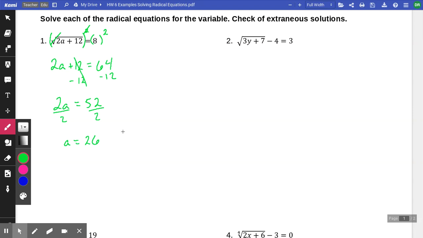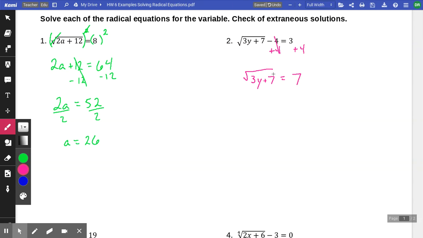All right, so let's jump over to the second example here, 3y plus 7. So here's our square root, square root 3y plus 7, and you notice there's a minus 4 after it before the equal sign. And we want to get rid of that minus 4 before we cancel our radical. So here, very easy step. I'm going to add 4. And I'll add 4 on the right side of my equation as well. And then we get the square root of 3y plus 7 equals whatever this is. 3 plus 4 is 7.